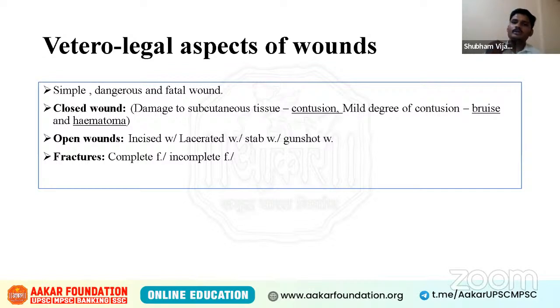Then if a wound is caused maliciously or intentionally by the use of a knife, by man or by man towards animals, that is called the stab wound, meaning a wound caused by stabbing. And then the fourth one is the gunshot wound, simply because of the gun, because of bullet firing. Then the next one is the fracture. In fracture also, two main types: either it could be a complete or an incomplete fracture of that particular bone.